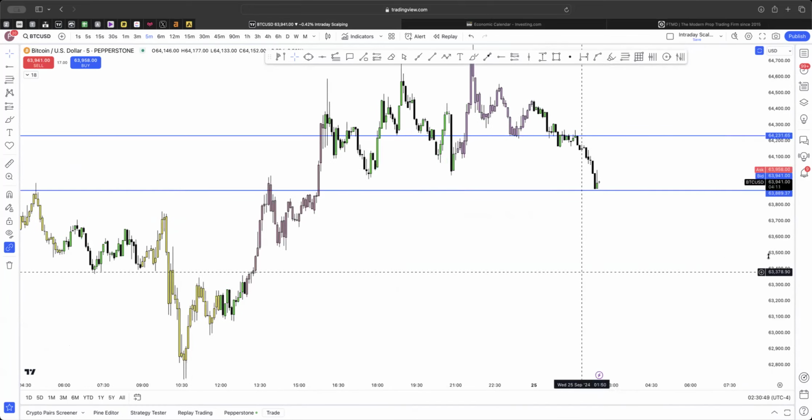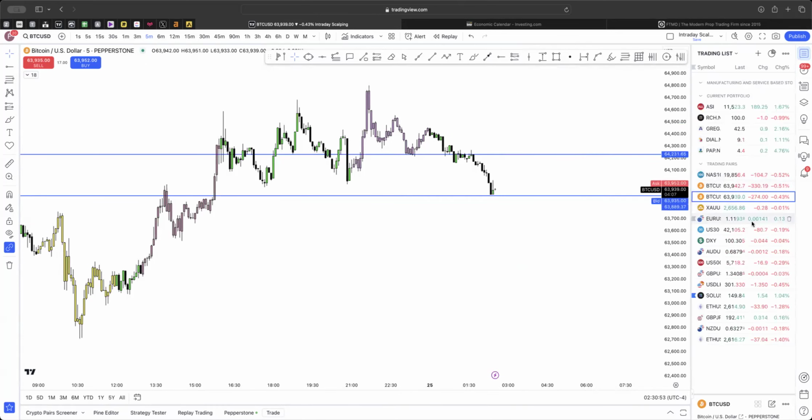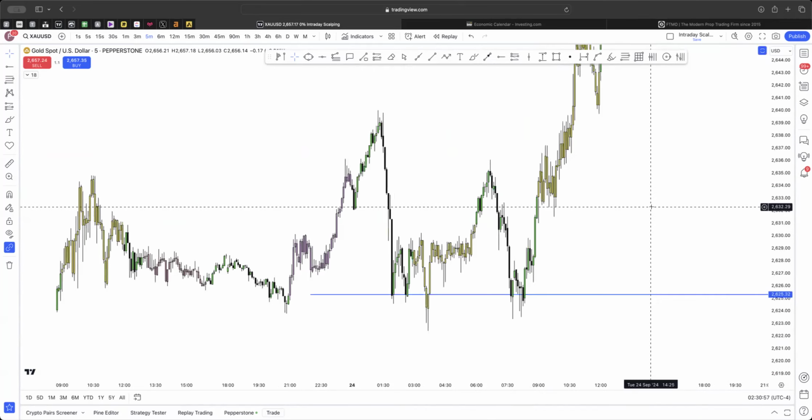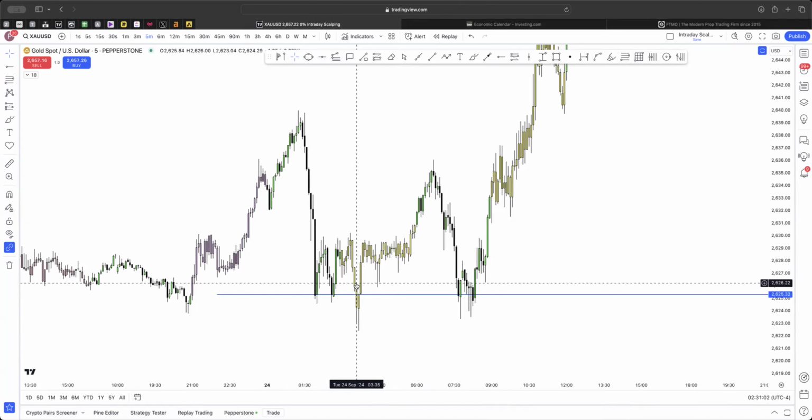Now you can take the same idea, and now this is Bitcoin. So let's take a look at maybe gold. Okay, so gold yesterday, can you see how the low of the day formed inside of the yellow candles, inside of the time groupings?